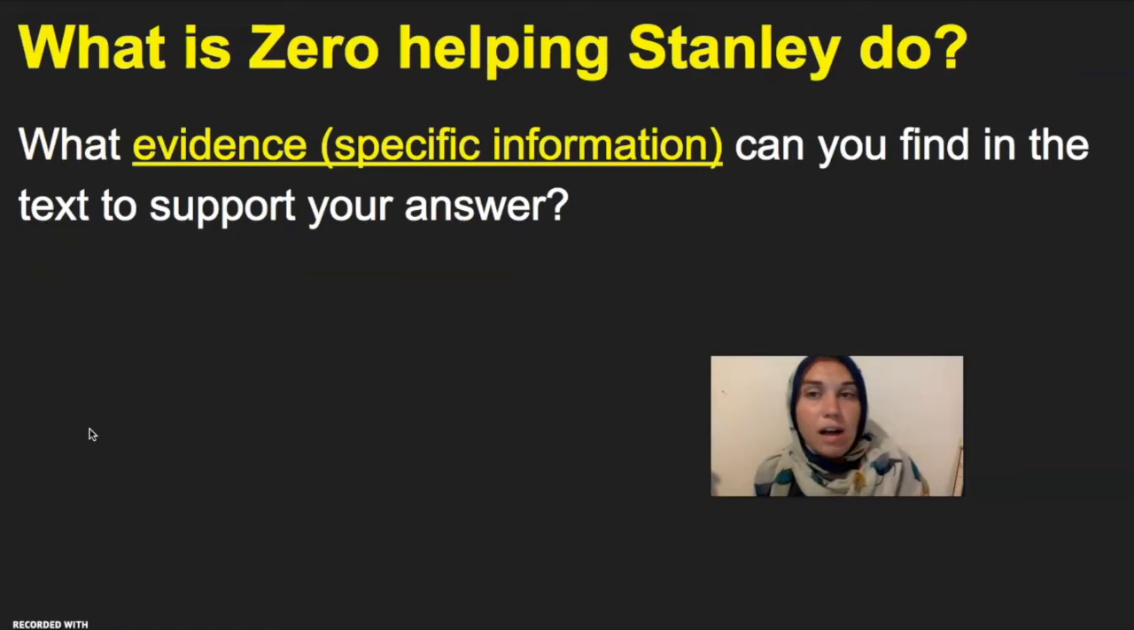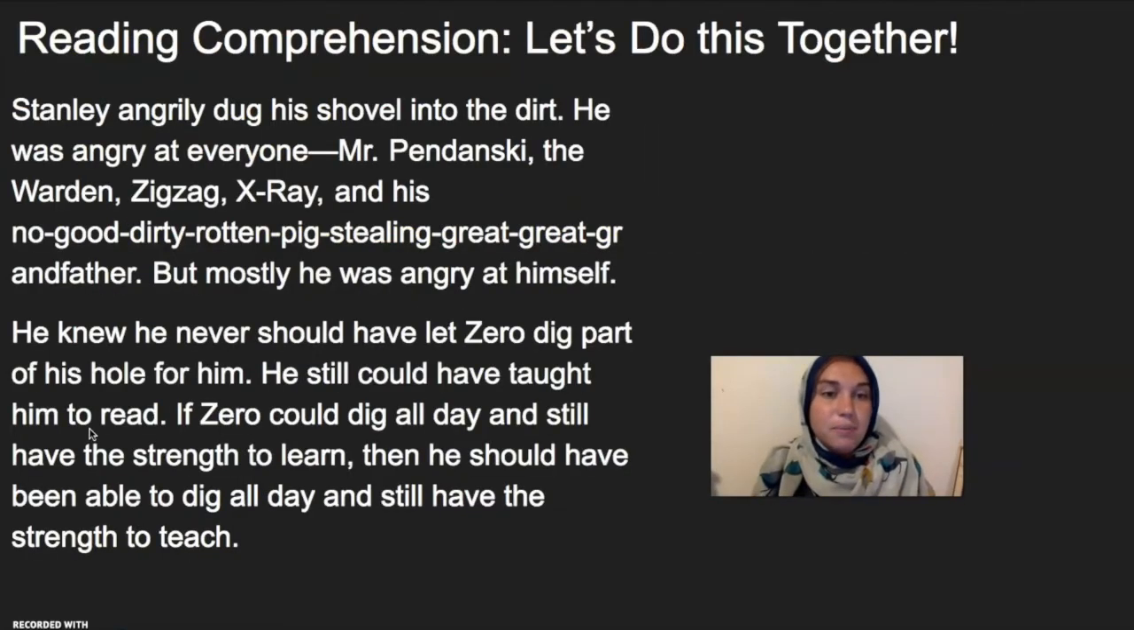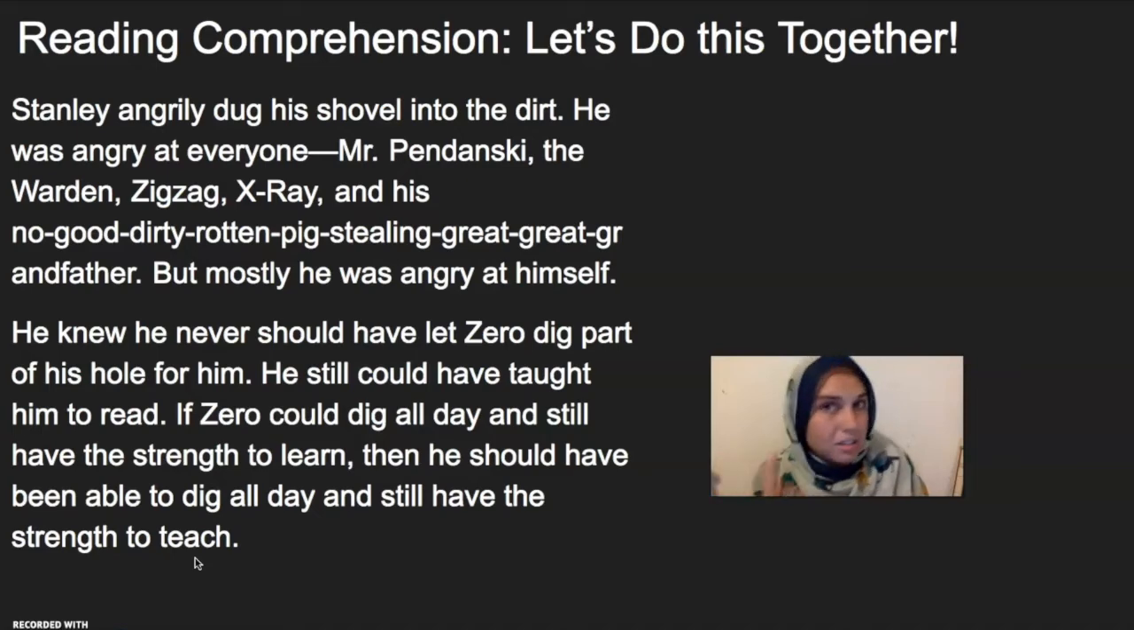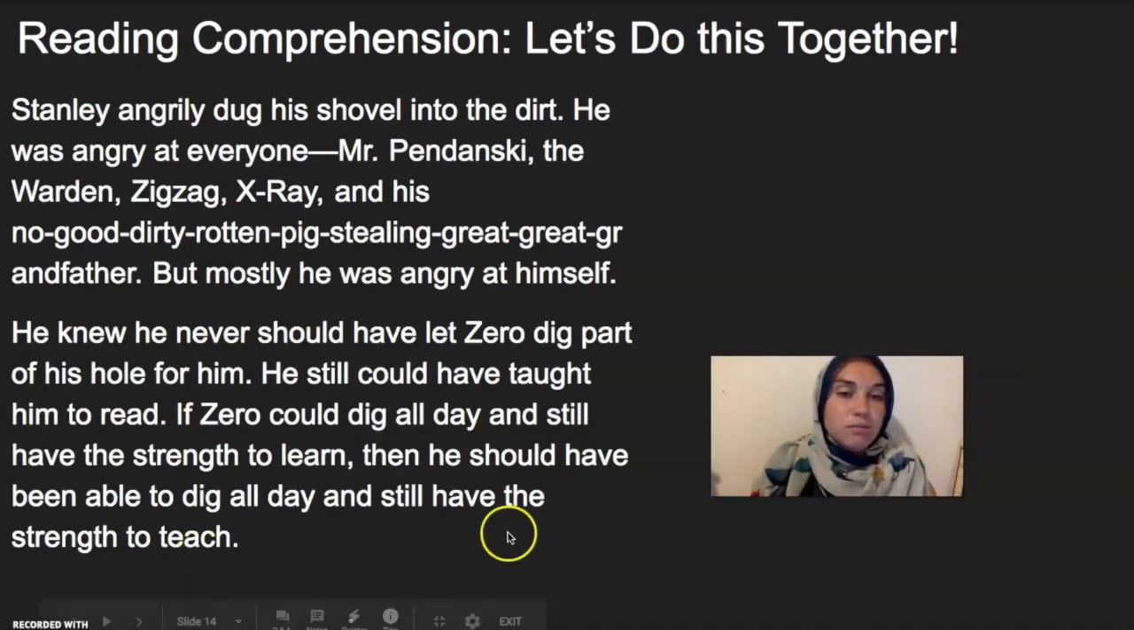Now, what is Zero helping Stanley do, okay? We know Stanley is helping Zero learn how to read. What is Zero doing for Stanley? Let's look back at our text. So, if Zero could dig all day and still have the strength to learn, then he should have been able to dig all day and still have the strength to teach. So it sounds like Zero is digging all day, but why? He only has to dig one hole. Let's look at another part of the paragraph for our answer.